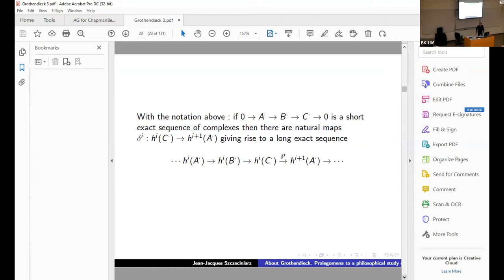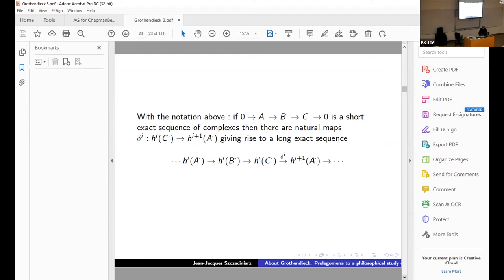With the notation above, if 0 → A* → B* → C* → 0 is a short exact sequence of complexes, then there are natural maps δ^i: H^i(C•) → H^(i+1)(A*), giving rise to the long exact sequence like before: H*(A*), H^i(B*), etc., δ^i, H^(i+1)(A•).